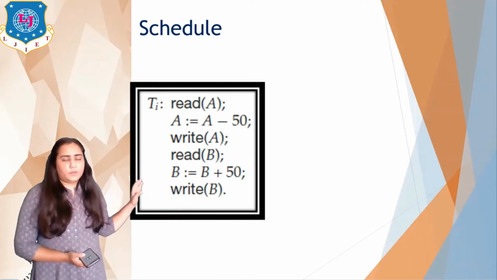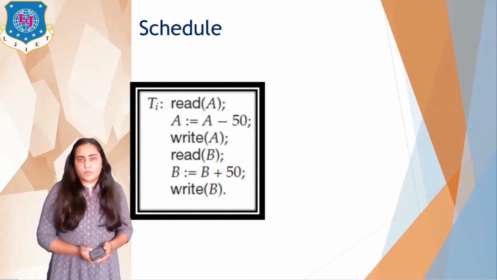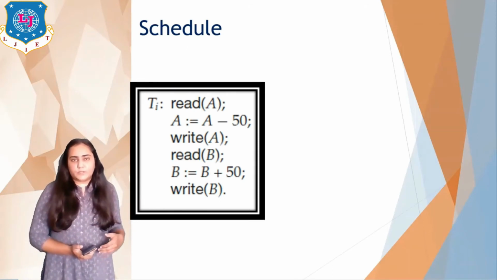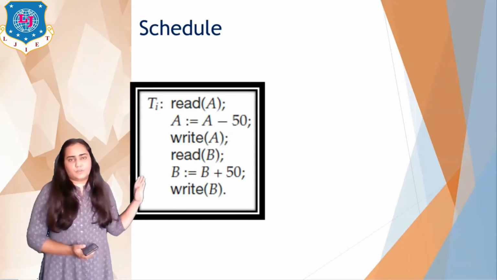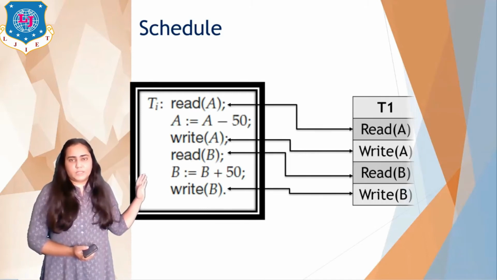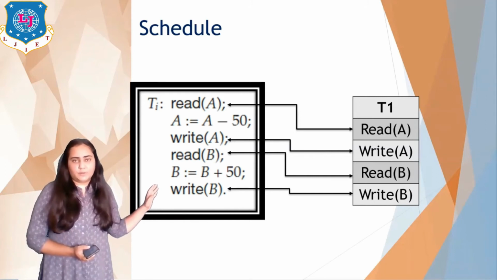But the operations that are most important are the read and write operations, because those are the only operations where the memory is being used. In other operations, the memory is not being used. It's just a calculation. So we'll only extract the read and write operations from T1. What you can see here is the read and write operations of T1 extracted from T1.